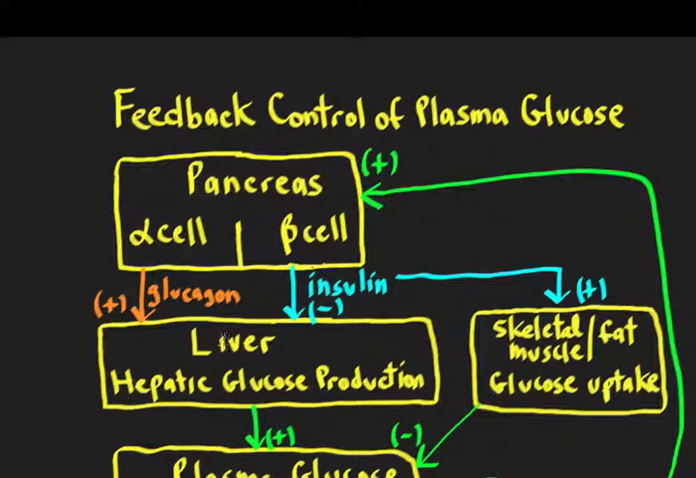And you can see that if we want to finish off this feedback loop, we need to have something connecting the alpha cells to this whole system. Now it turns out that there might be a mild effect of plasma glucose on, let me draw it over here.